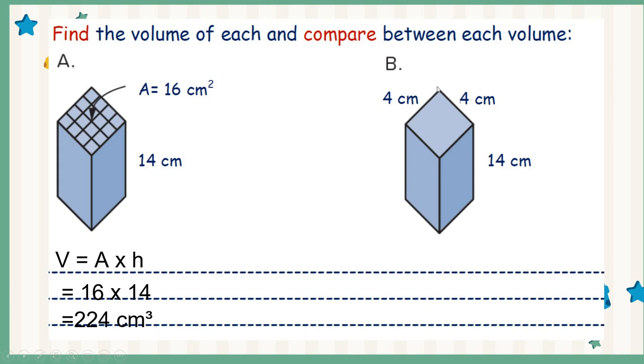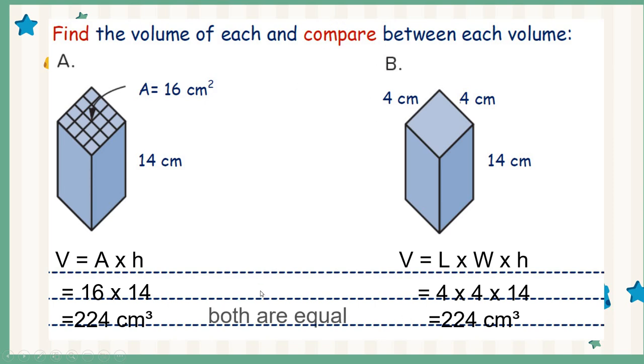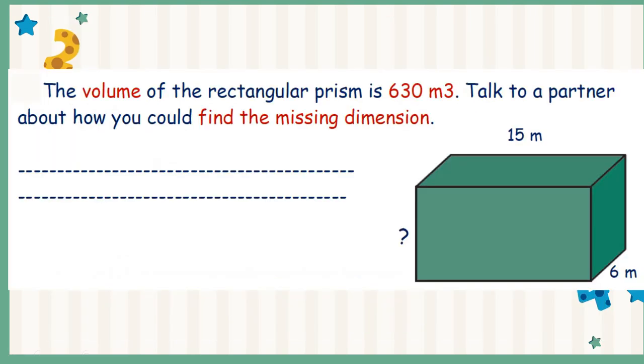What about this one? We have length and width and height. In this case, we can see that we have a square base. The length equals width equals 4 and 4, right? And the height is 14. So the volume equals length times width times height, which is 4 times 4 times 14, which is 16 times 14, the same number as this one. So it will be 224 centimeters cubed. So how can we compare between them? We can say that both of them are equal.